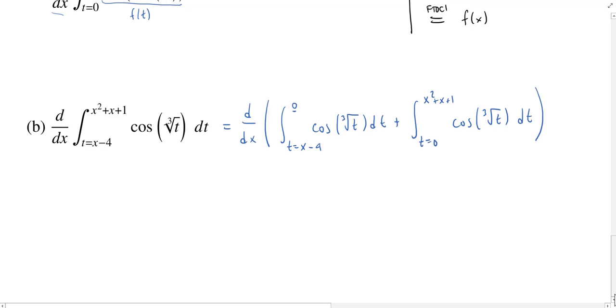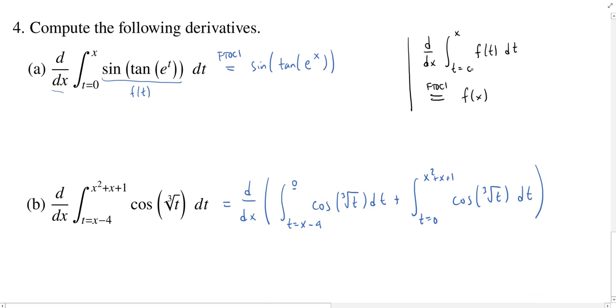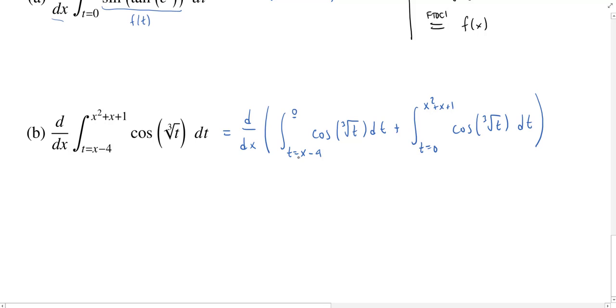Now, I want to take the derivative of this sum, which means I'll take the sum of the derivatives. Before I do that, though, I want to make one last modification. Again, we saw with the fundamental theorem of calculus, we want to have our constant as the lower bound. And in this first integral, we have it as the upper bound. But we also know that we can switch the order of the bounds if we include a negative. So I can put here the derivative of negative integral from 0 to x minus 4 of cosine of the cube root of t dt.